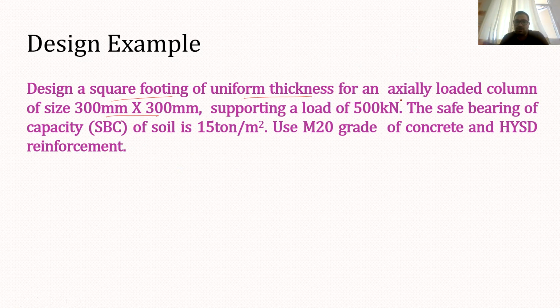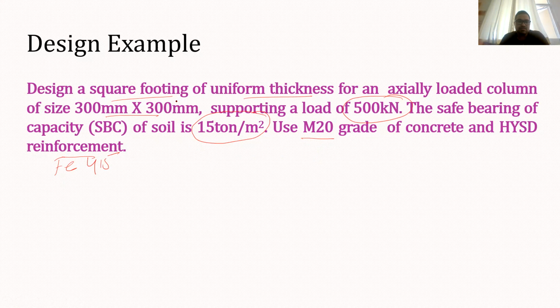The column is supporting a load, which is 500 kilonewton. Also, the safe bearing capacity of soil is provided here, which is 15 ton per meter square. The materials which we are using here are concrete and steel. The grade of concrete is M20 and steel is HYSD reinforcement, Fe415.